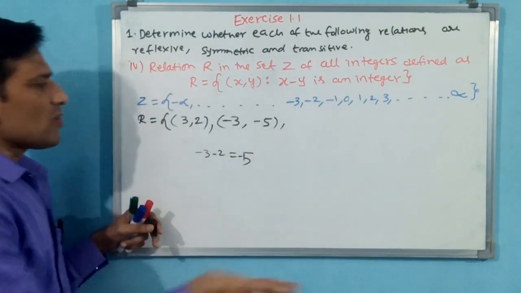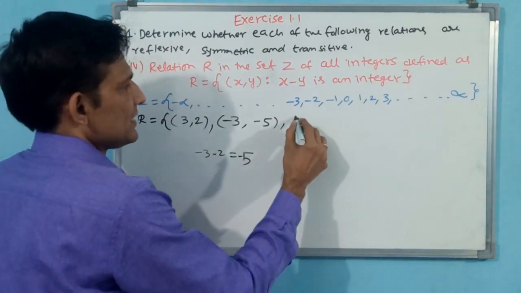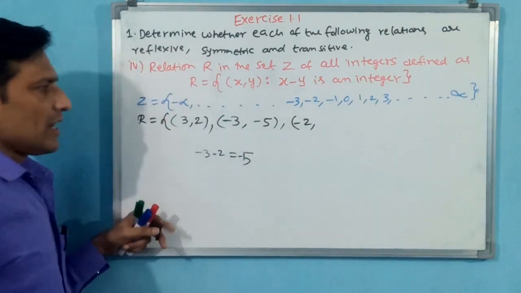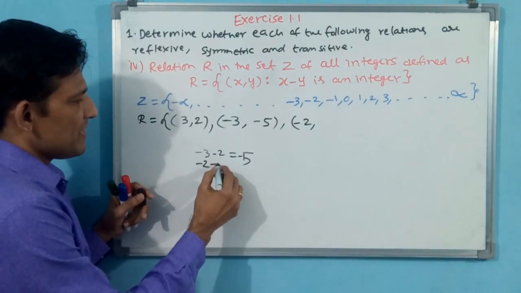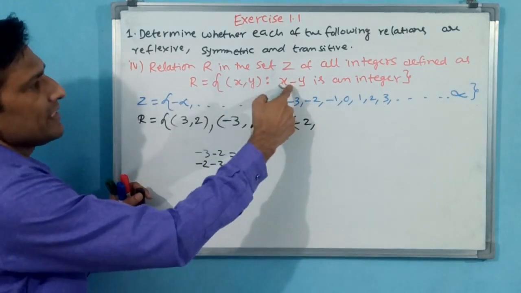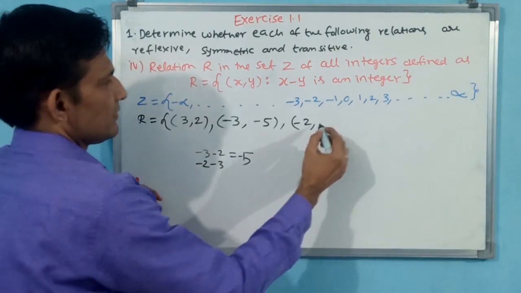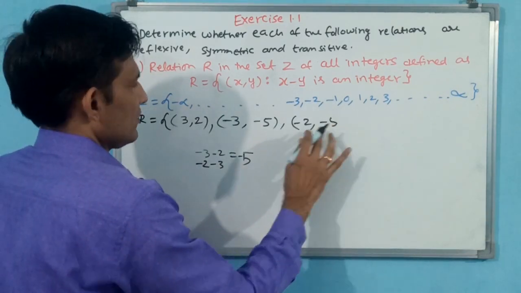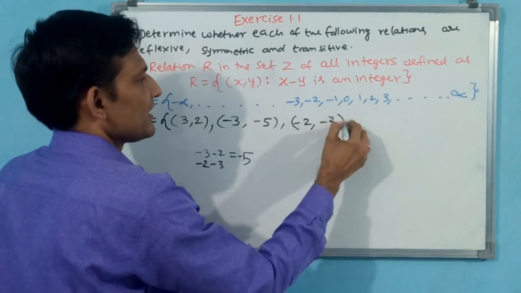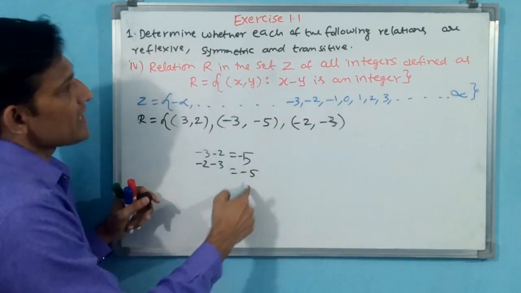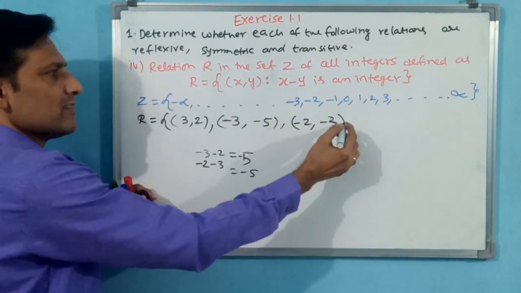Now I take -2 first, and 3 I am going to subtract. That means -2 minus 3, -5 will come, but -5 is an integer. Yes, it is there, which means valid. Okay, you have written.